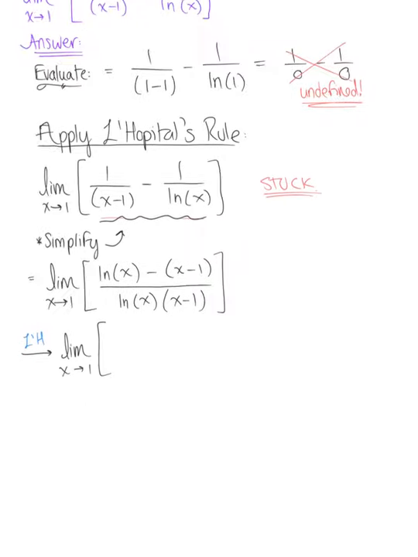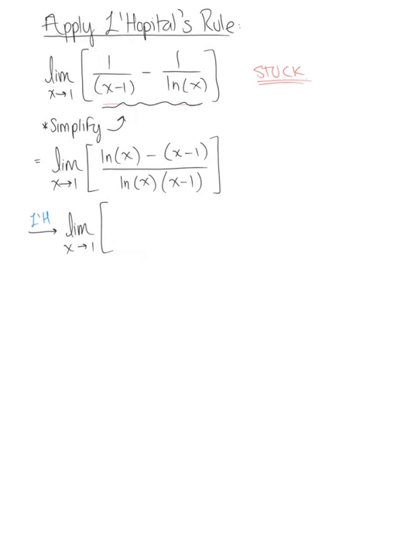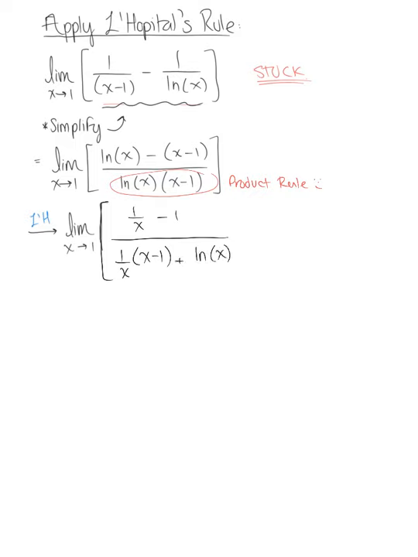So let's give ourselves a little bit more room. In our numerator, we have the derivative of the natural log of x, which is 1 over x, minus 1. And then to differentiate the denominator here, we need a product rule. So it's going to be the derivative of the natural log of x, which is 1 over x, multiplied by x minus 1, plus we have the natural log of x multiplied by 1.